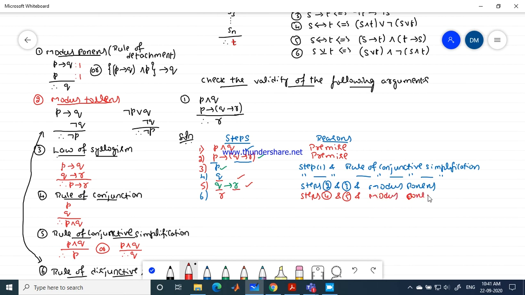I am using the same first rule to prove both the results. And look at my requirement. My requirement is this only. So I will write the conclusion. This is what my conclusion is. Hence, the argument is valid. Therefore, the argument is valid.